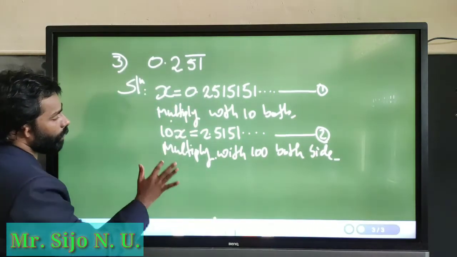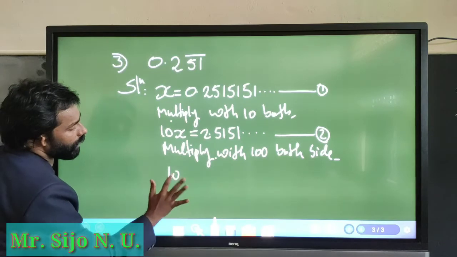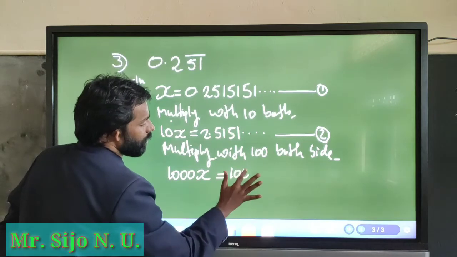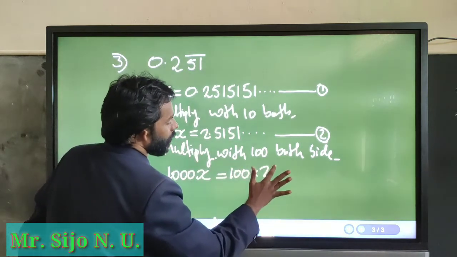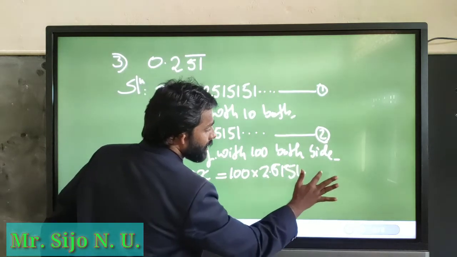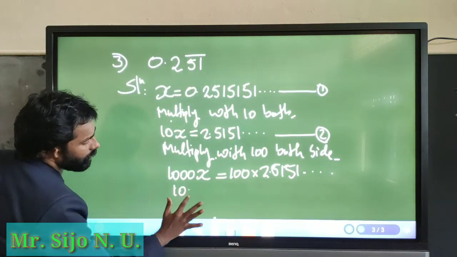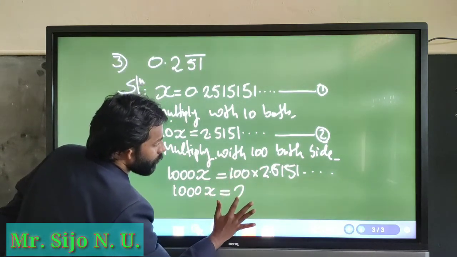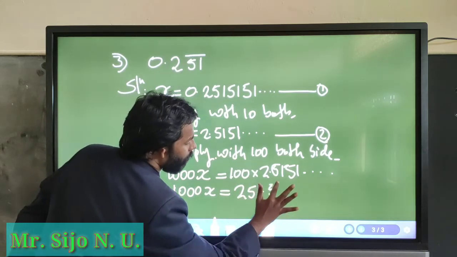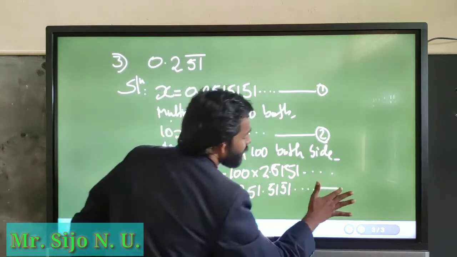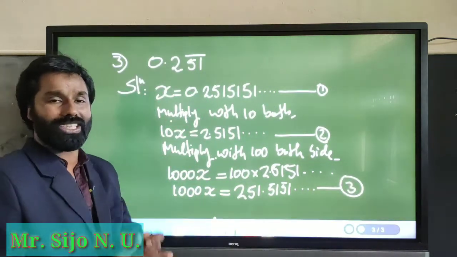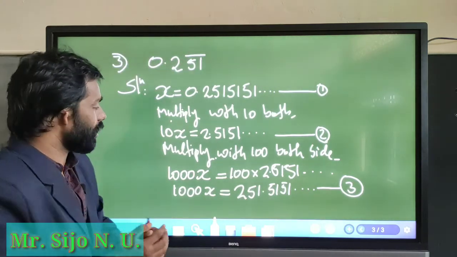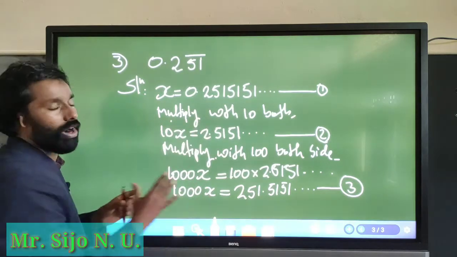So what we'll get? When we multiply 100 with this, we'll get 1000x, that is equal to 100 into 2.5151 etc. So we get 1000x equal to 251.5151 etc. This is equation number 3. Now we have to consider equation number 2 and 3 only. Just avoid equation number 1. So what do we have to do next? We have to subtract equation number 2 from 3.